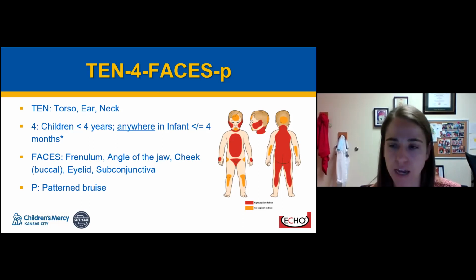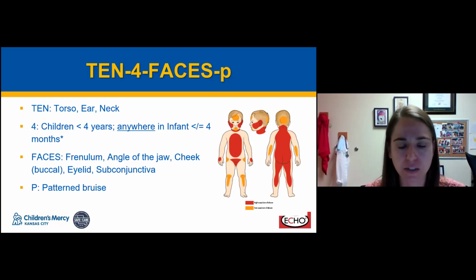So we still have the 10 portion: torso, ear, and neck. 4, as a reminder, the tool applies to kids under 4 with bruising, but the 4 is also for bruising anywhere in an infant who's less than or equal to 4 months. I put an asterisk here because I want to point out that less than or equal to 4 months is not a hard and fast cutoff. So really what they're getting at there is kids who are pre-mobile. So this might include kids who are like 5 months, 6 months. So just keep that in mind.